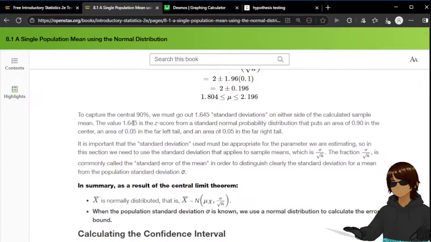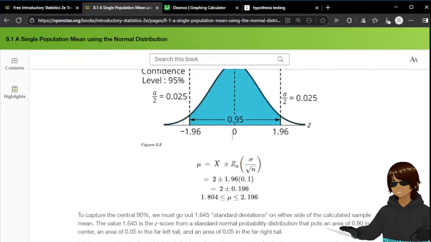To capture the central 90%, we must go out 1.645 standard deviations on either side of the calculated sample mean. The value 1.645 is the z-score from the standard normal probability distribution that puts an area of 0.90 in the center, an area of 0.05 in the far left tail, and an area of 0.05 in the far right tail. So x bar plus or minus z alpha times this.